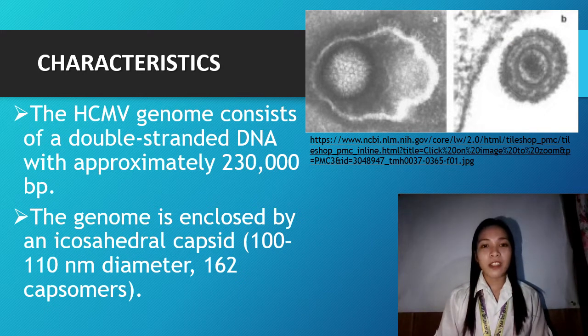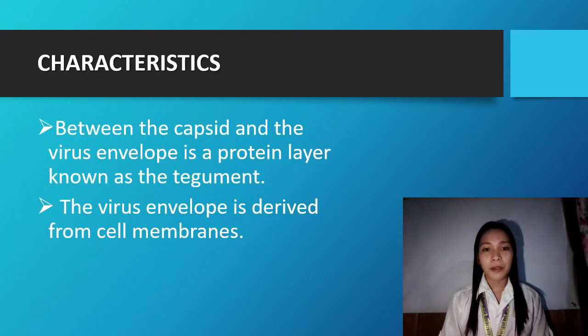The HCMV genome consists of a double-stranded DNA with approximately 230,000 bp. The genome is enclosed by an icosahedral capsid, 100 to 110 nanometers in diameter, with 162 capsomers. Between the capsid and the virus envelope is a protein layer known as the tegument. The virus envelope is derived from cell membranes. At least 8 different viral glycoproteins are embedded in the lipid bilayer. The mature viral particle has a diameter of 150 to 200 nanometers.